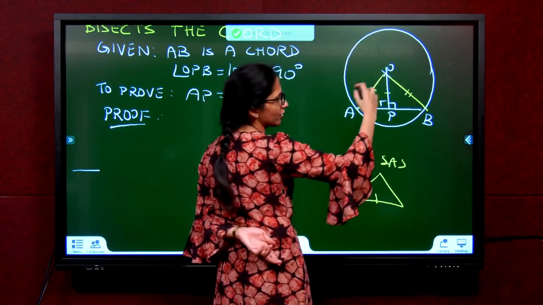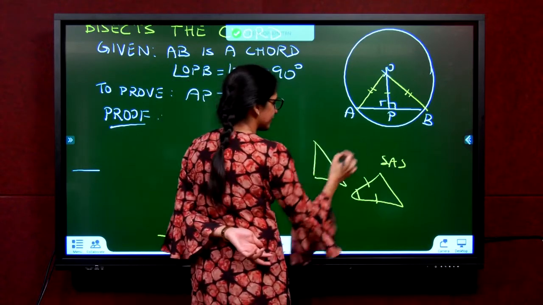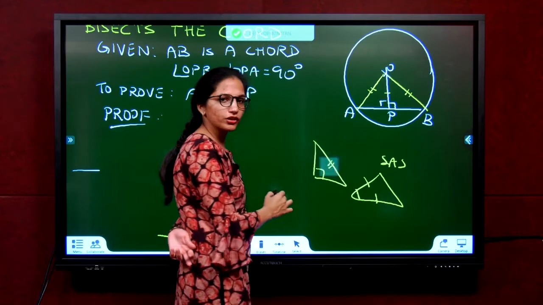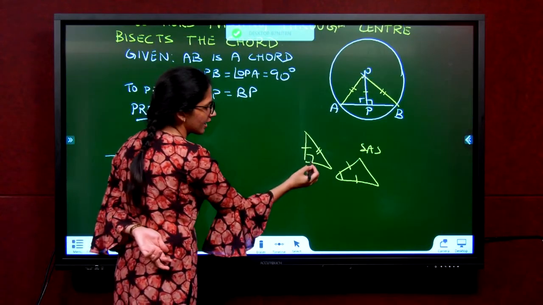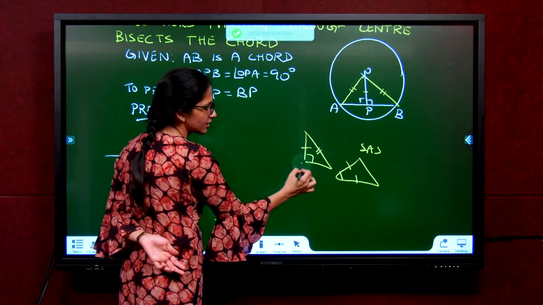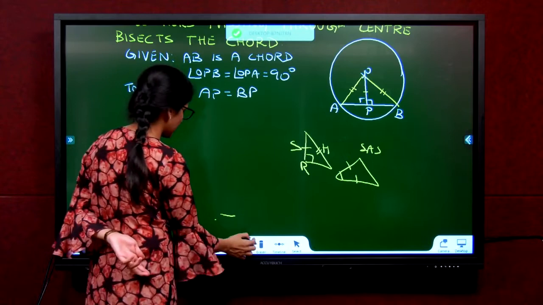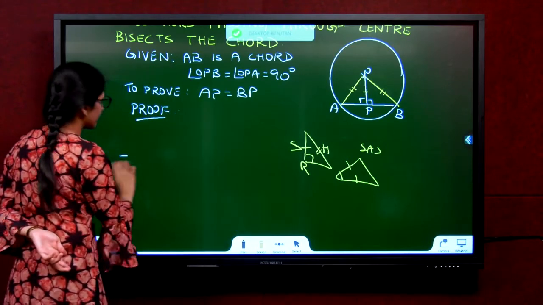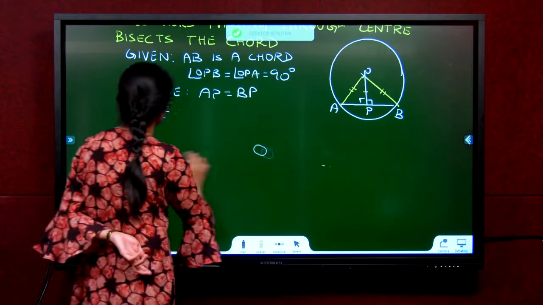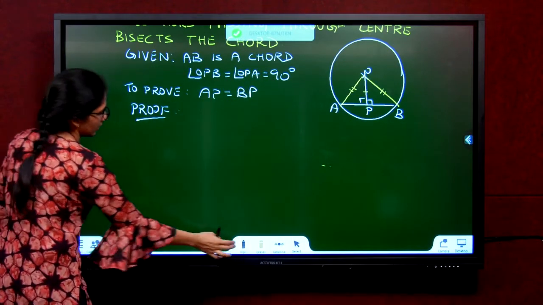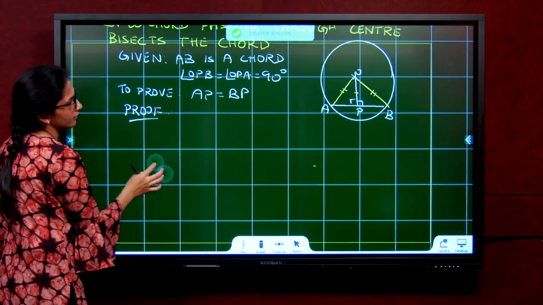What is this? This is a right angle triangle. In the right angle triangle, I have a 90 degree, I have a hypotenuse and I have a side. This is R, this is H, this is S. So it becomes RHS congruency. So let's see what we are doing now. Let's expand this a little bit.